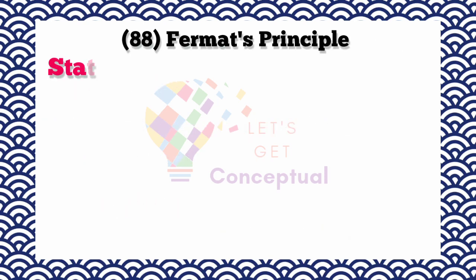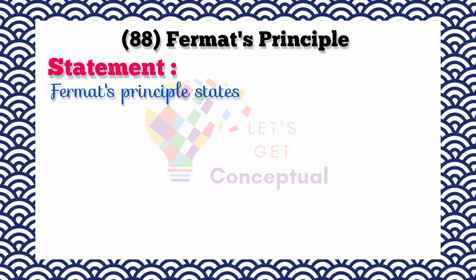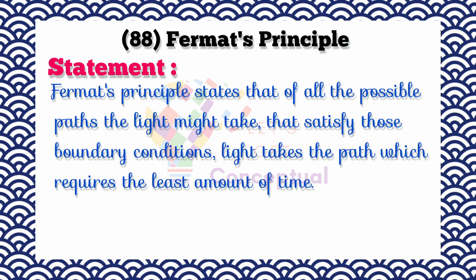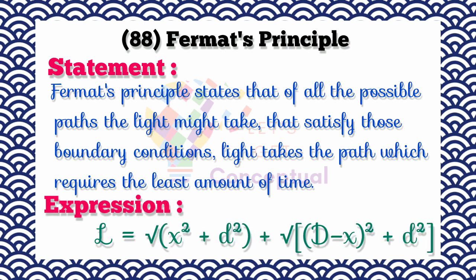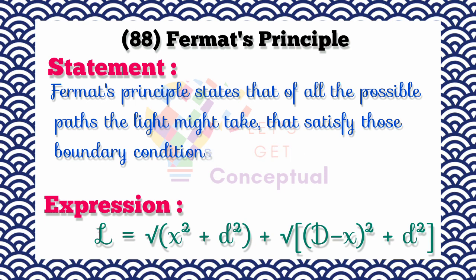Number 88. Fermat's principle. Statement: Fermat's principle states that of all the possible paths the light might take that satisfy those boundary conditions, the light takes the path which requires the least amount of time. Expression: L is equal to square root x square plus d square plus square root d minus x square plus d square.